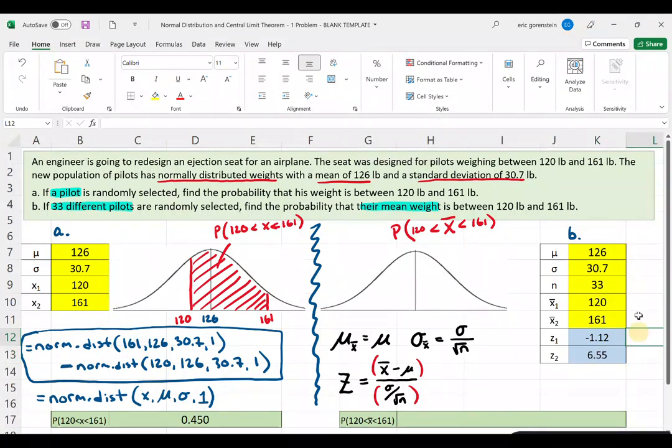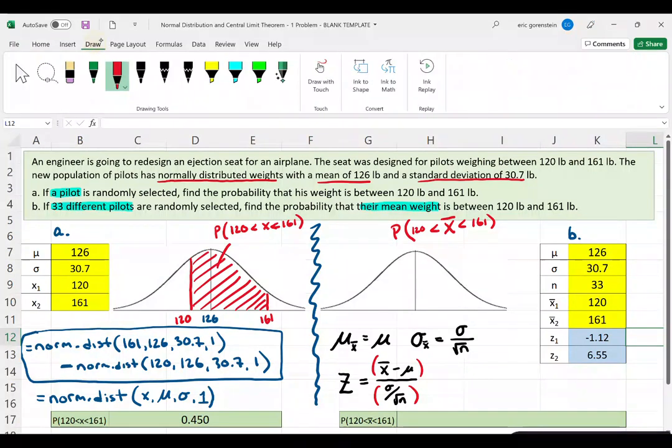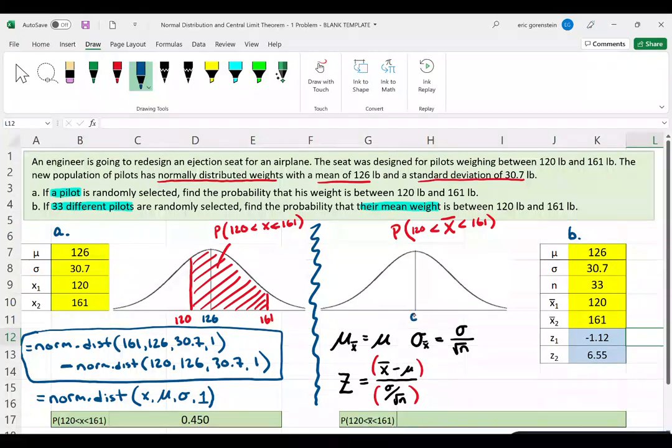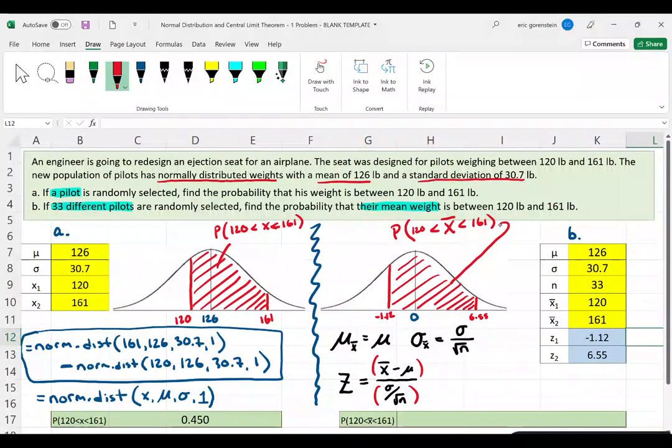All right, so instead of saying between 120 and 161, now we've converted those two sample means to z-scores. The center of the graph, since this is the standard normal distribution, is now 0. We have a z-score of negative 1.12 on the left, positive 6.55 on the right, and this area is going to give us the probability we're looking for.